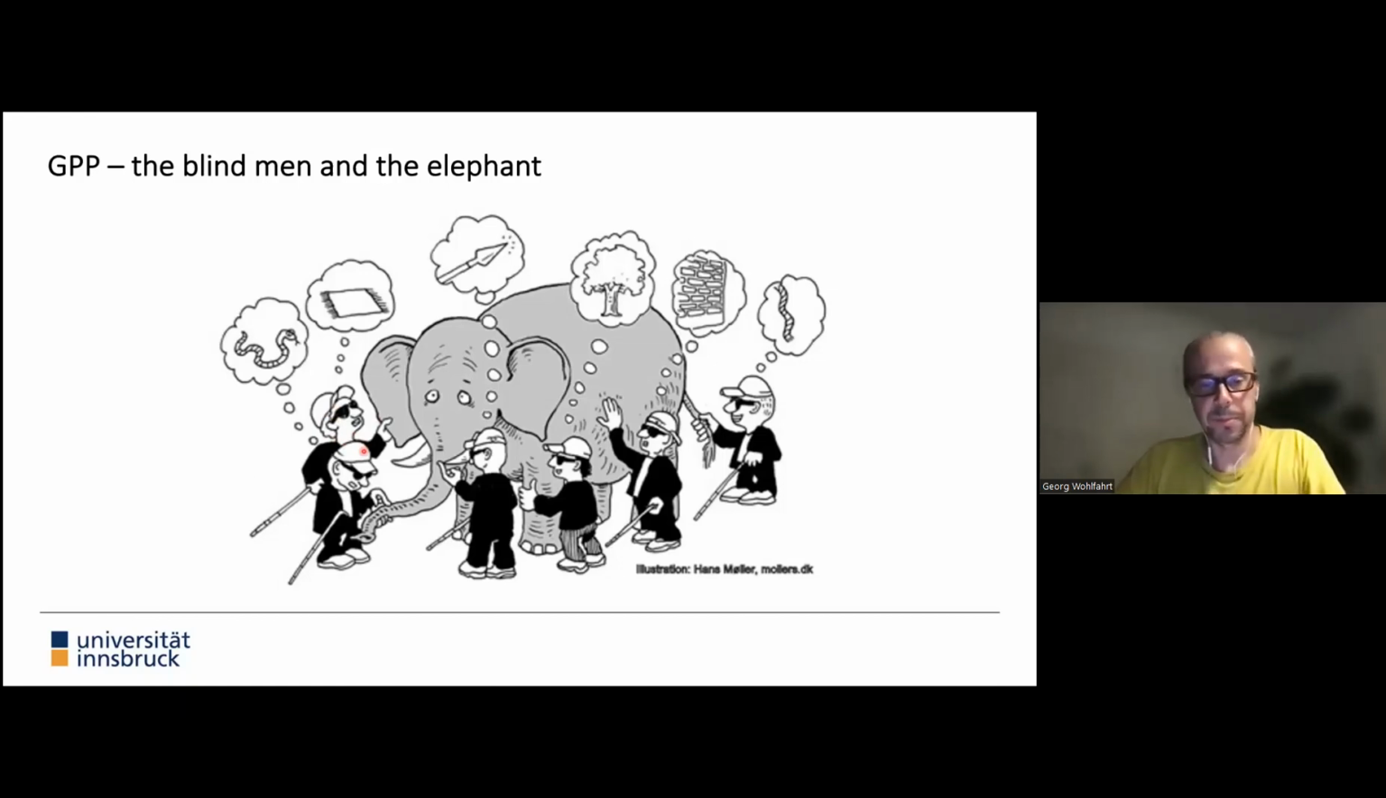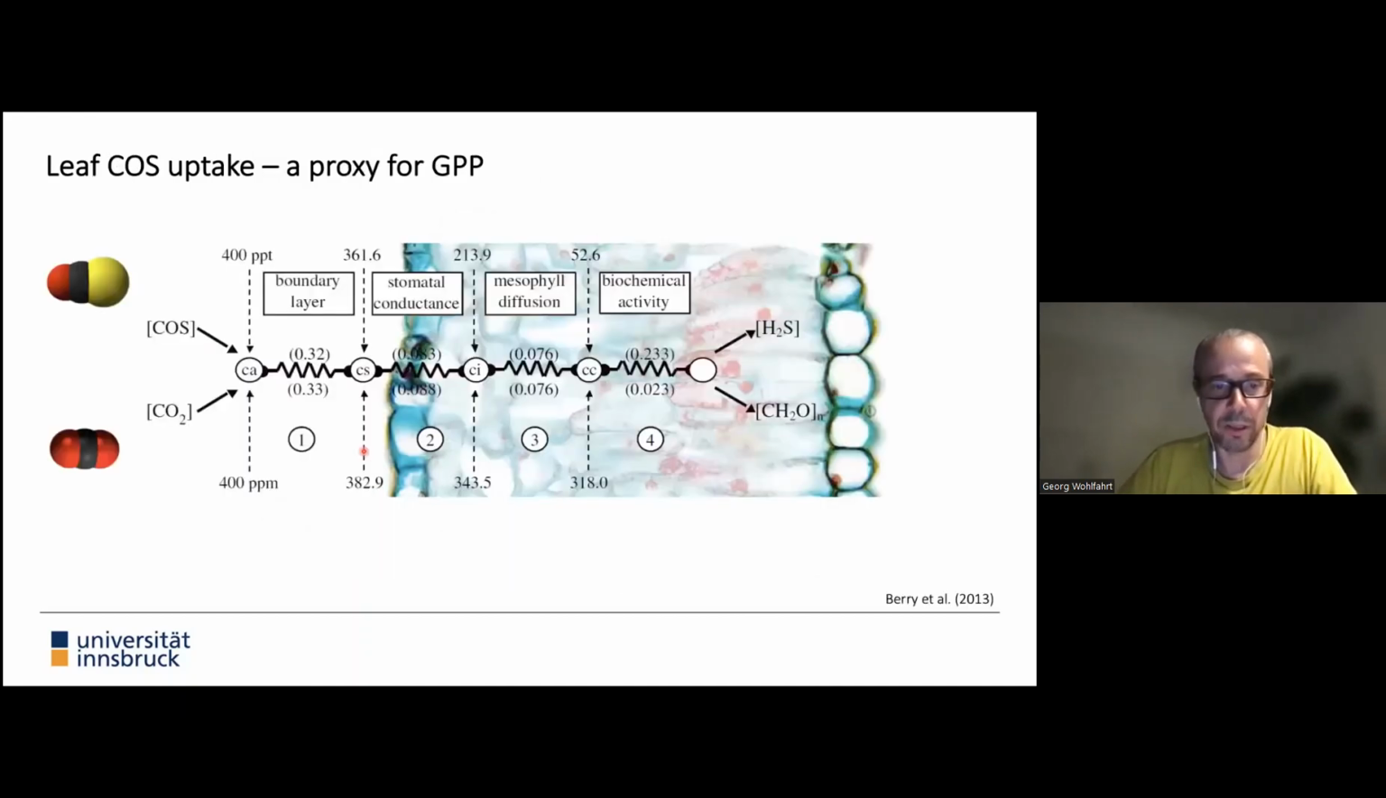Okay, so this was kind of a bit of background, and now we're turning to carbonyl sulfide, and I want to explain the idea of using it as a proxy for GPP using this slide here. It shows the cross section of the leaf. So here would be the upper side and the lower side down here, and here would be a stoma.